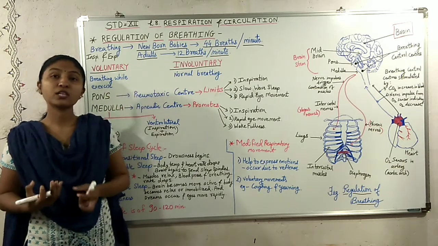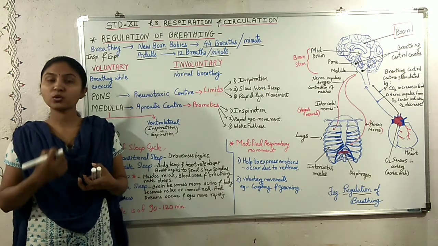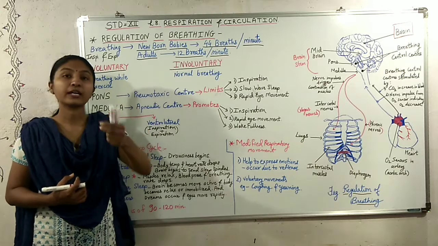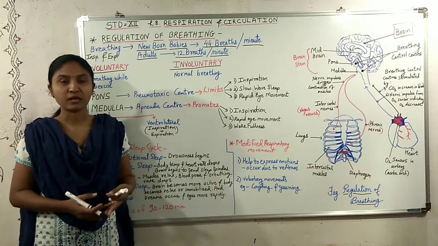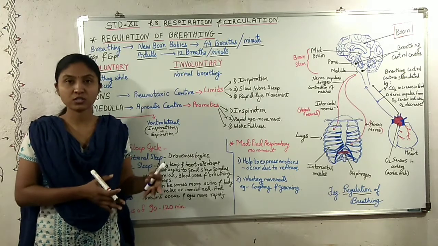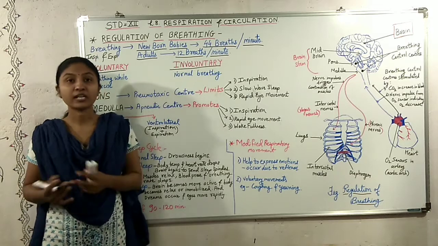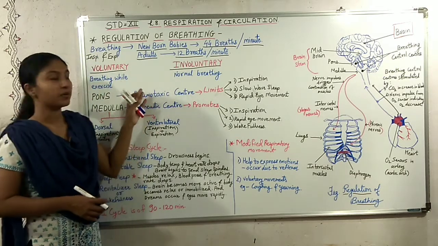But this voluntary breathing has some limitations. If we control it more and more, what happens? Our brain does not get enough oxygen. So our body can faint because of the lack of oxygen that our brain doesn't get. So there are limitations of voluntary breathing.